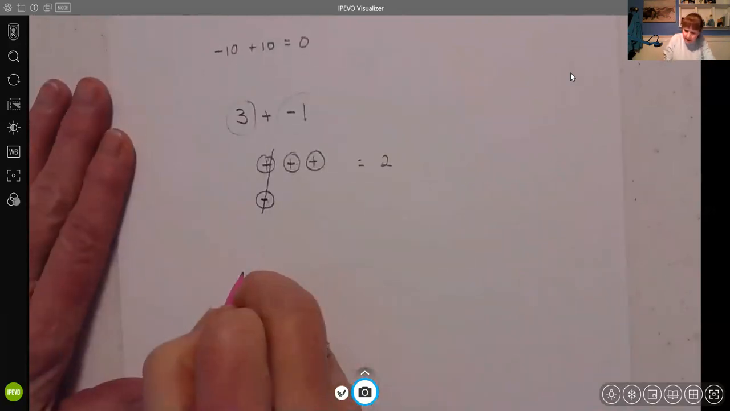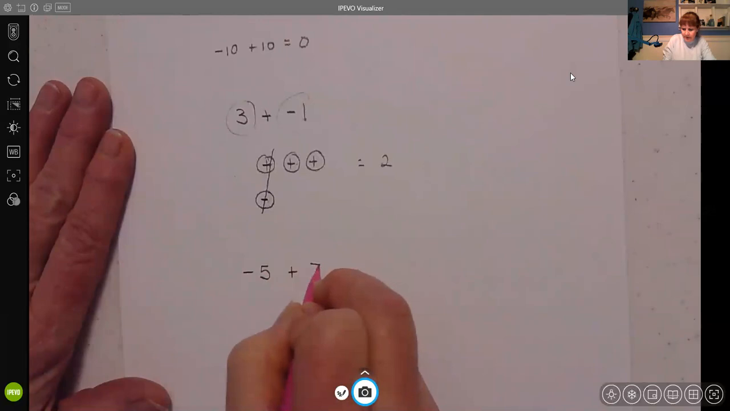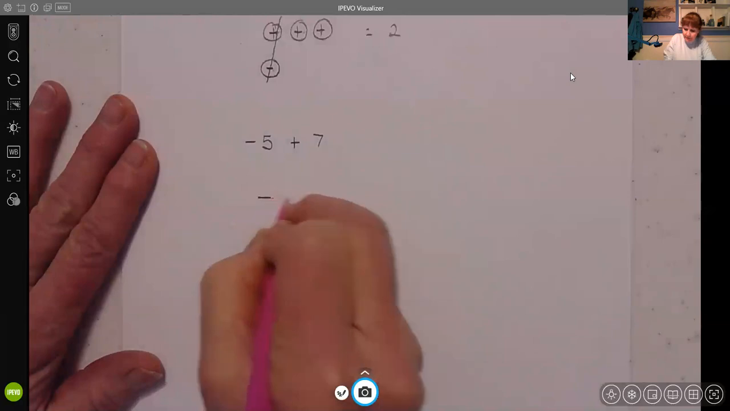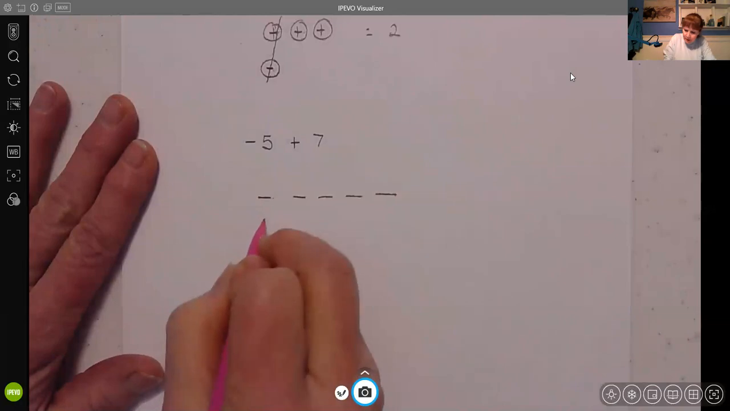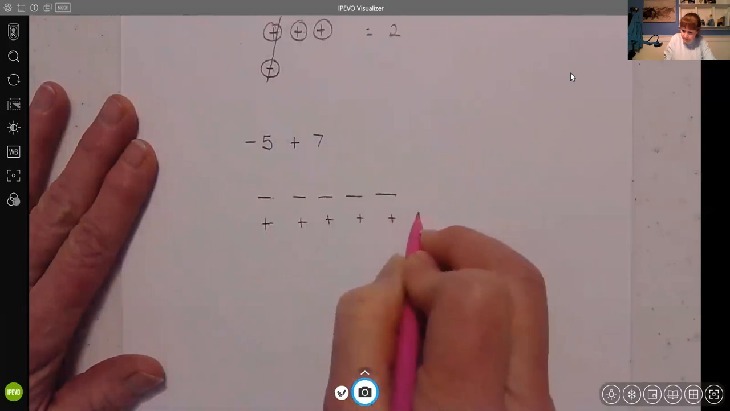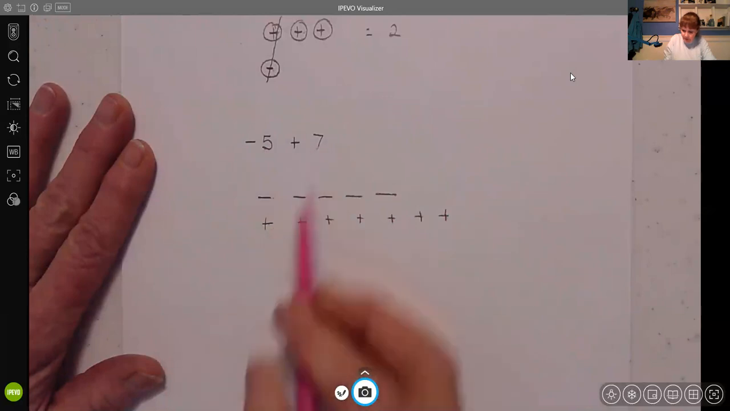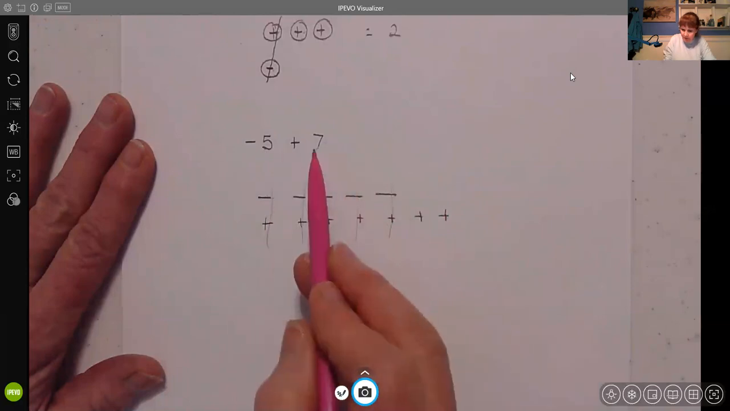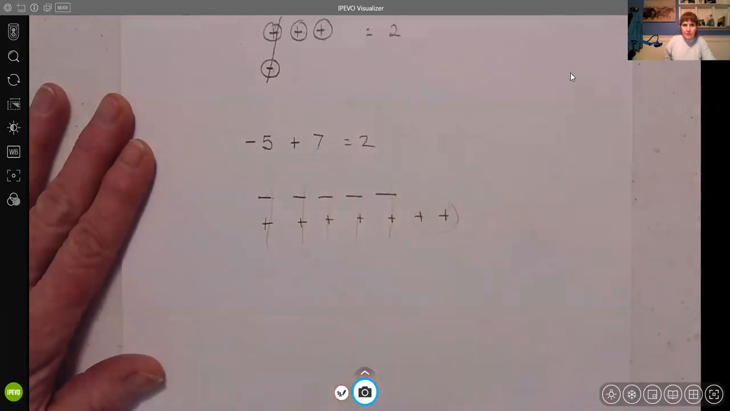All right, let's say I have a -5 plus 7. This means I have 5 negatives, 1, 2, 3, 4, 5 negatives, and I have 7 positives. 5 of these are going to cancel with 5 of those. So 5 of these negatives cancel with 5 of those positives. It's going to leave you with 2 positives. So your answer is a +2.